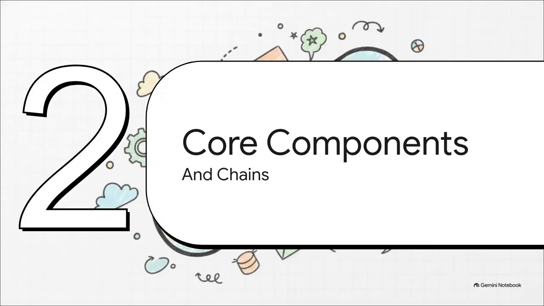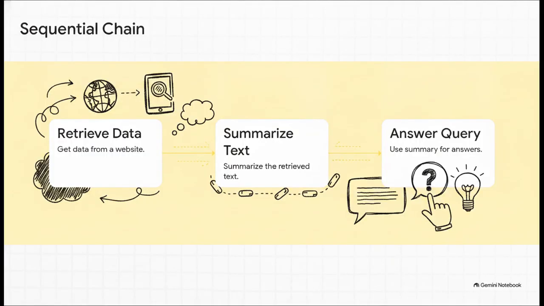Section 3. Core components and chains. Chains are the absolute core of LangChain workflows. Imagine you're building an application that needs to do a few things in order. Step 1. Retrieve data from a given website. Step 2. Summarize that exact text. And Step 3. Use that summary to answer a user's submitted question. That right there is a sequential chain.